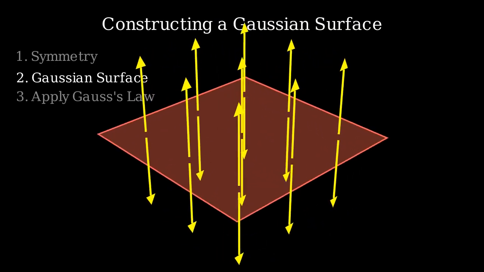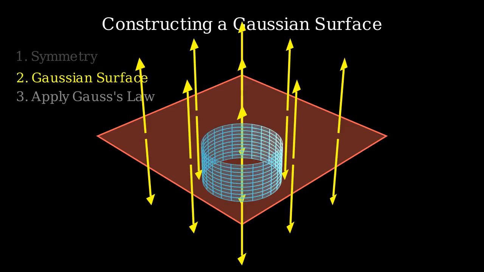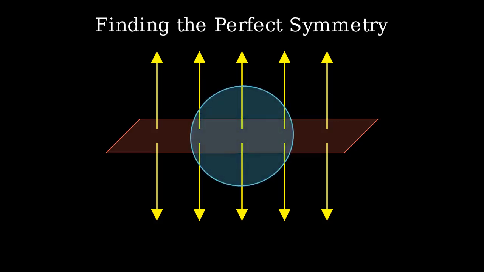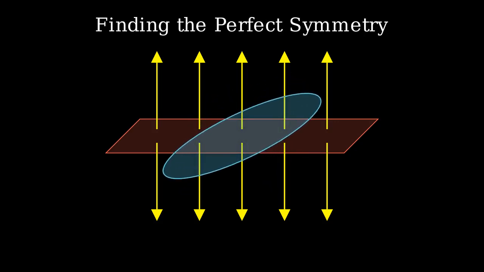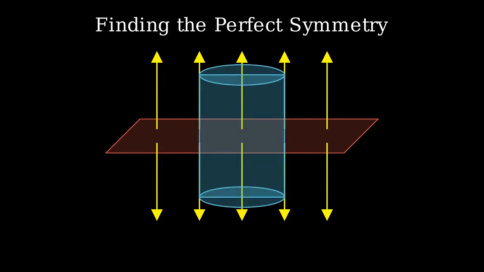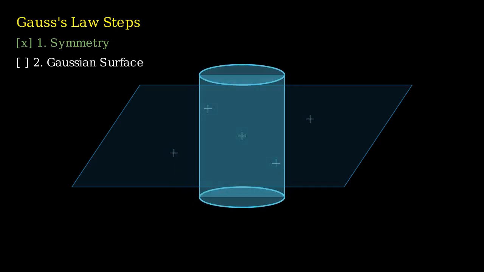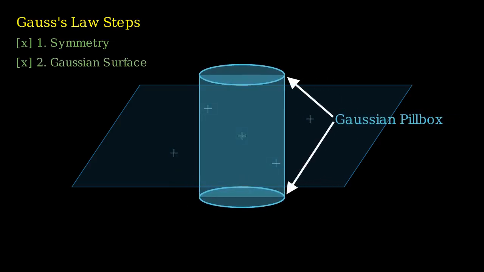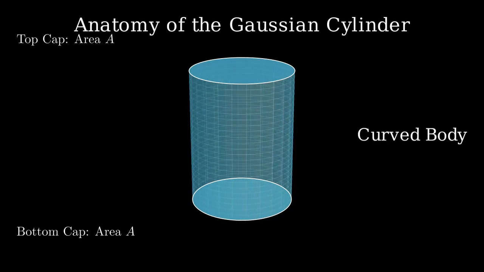Now for step 2. We need to draw an imaginary 3D boundary to trap some of this charge. What kind of 3D shape perfectly aligns with these straight parallel field lines? Pause and think about what shape would make the math easiest. A simple cylinder, often called a Gaussian pillbox, is perfect. We position it so it pierces right through the sheet like a cookie cutter. Let us look closely at this cylinder. It has two flat circular caps, each with an area we will call A, and a curved middle body.